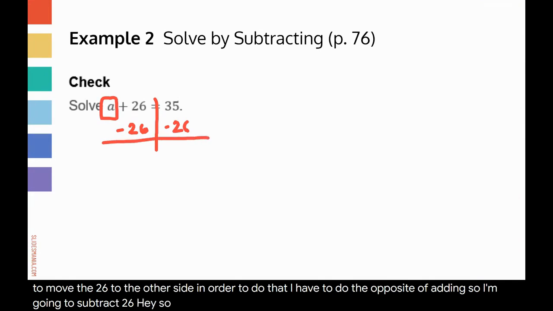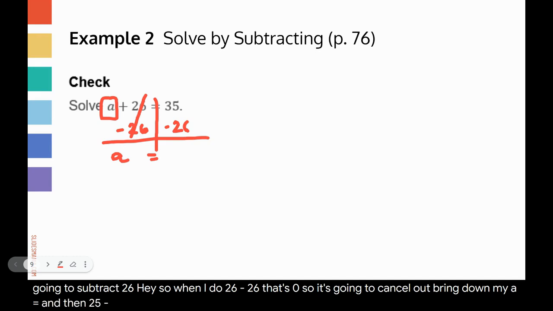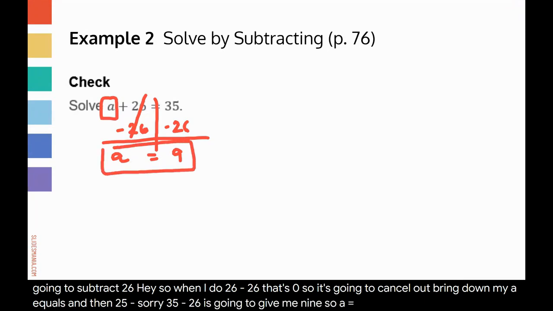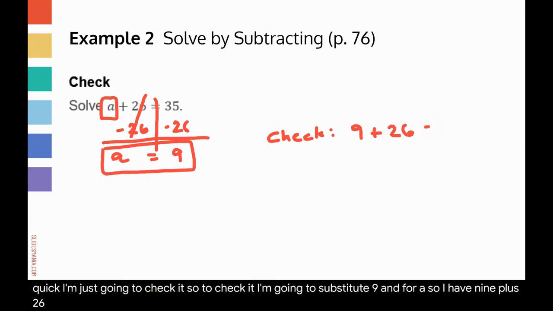Okay, so when I do 26 minus 26, that's 0. So it's going to cancel out. Bring down my A equals, and then 35 minus 26 is going to give me 9. So A equals 9 is my answer. And then really quick, I'm just going to check it. So to check it, I'm going to substitute 9 in for A. So I have 9 plus 26 equals 35. And then 9 plus 26 is 35. 35 equals 35. So we are good.